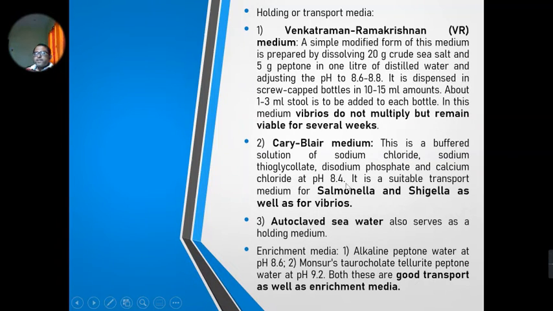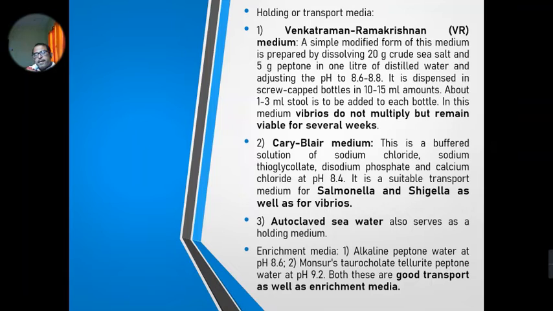Now this is a suitable transport medium for Salmonella typhi, Shigella as well as Vibrio. This is a transport medium, which is a second transport medium we use for the transfer of the samples from one place to another. Then the third transport medium is the autoclaved seawater. Seawater has a high pH because of the salts present there. So autoclaved seawater can be used as a holding medium. These three mediums are available for the transport or holding purpose.